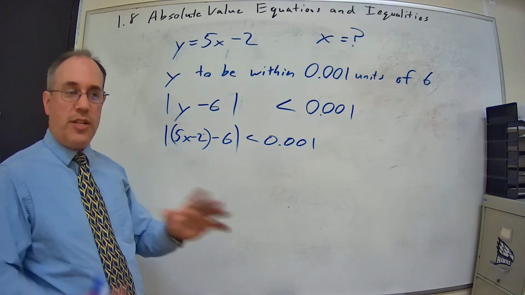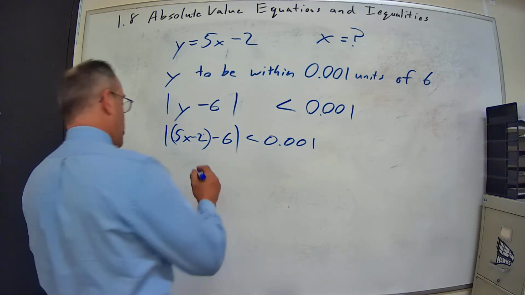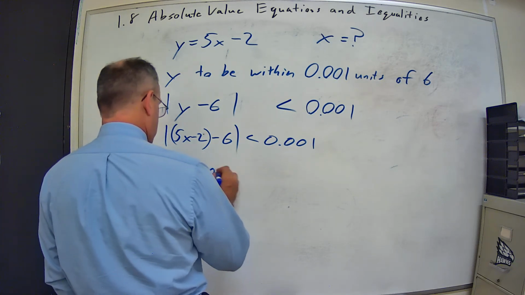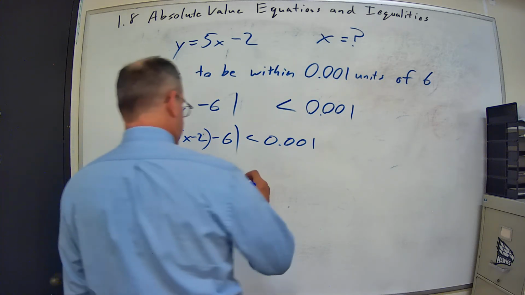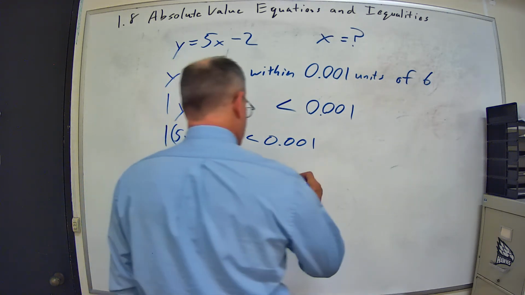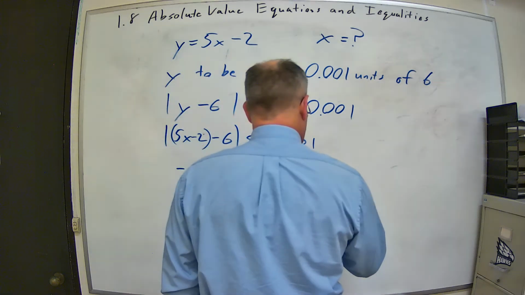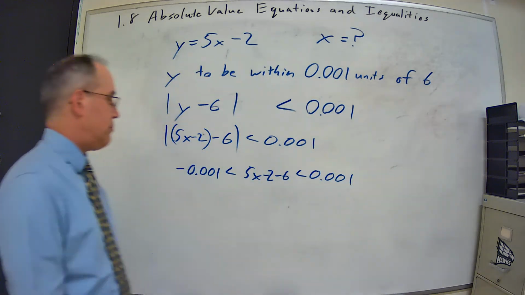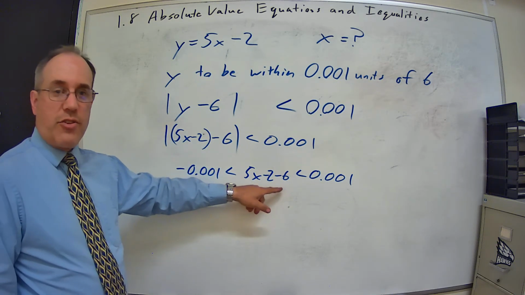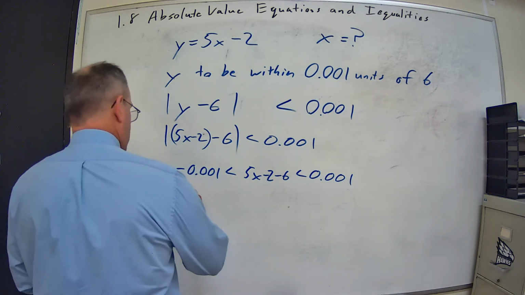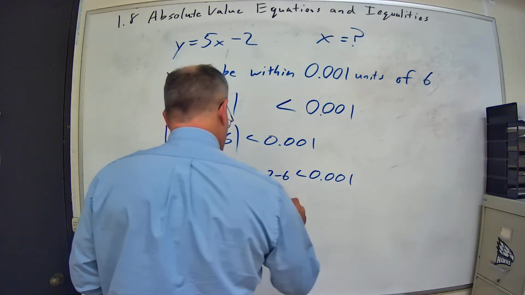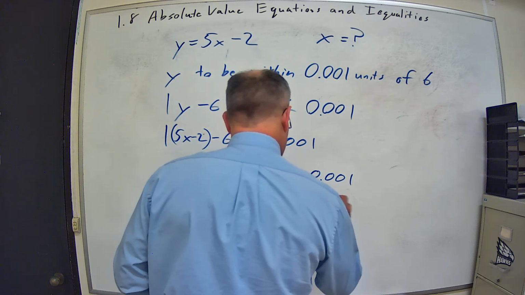It's less than, which means we're going to have that three-part inequality, so we're going to go from negative 0.001 less than 5x minus 2 minus 6 less than 0.001. We can combine these together, so we might as well take care of that now. Negative 0.001 less than 5x minus 8 less than 0.001.